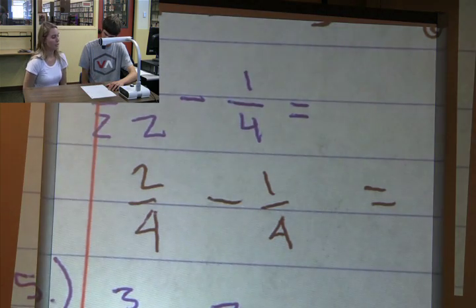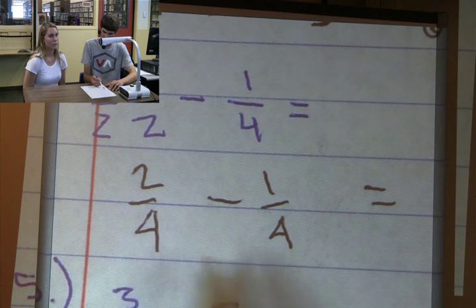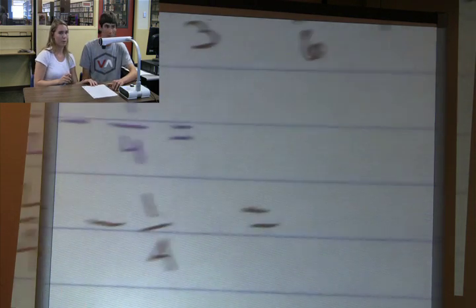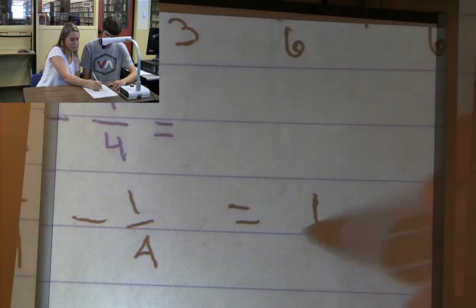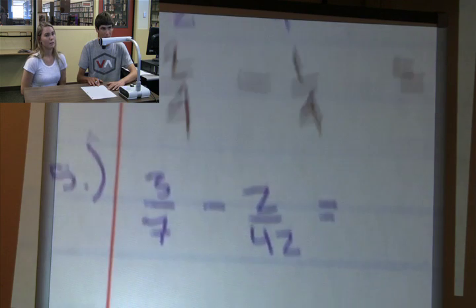And would that be 1 over 0? So remember, you subtract the numerators, but the denominator stays the same. Okay, so then it would become 1 over 4. Okay. So now we'll try another one.